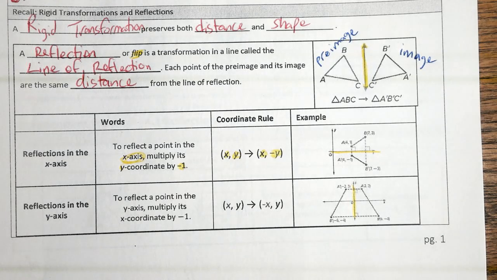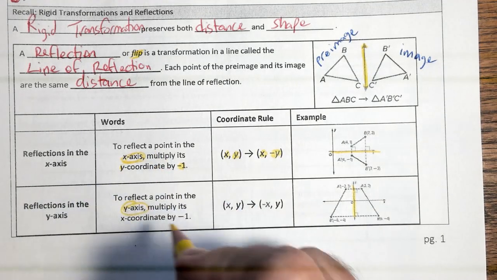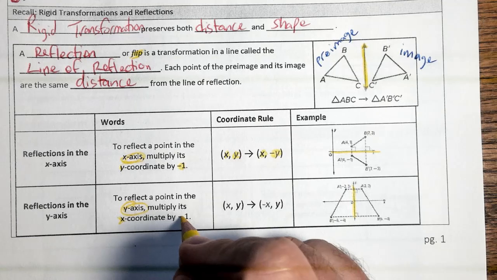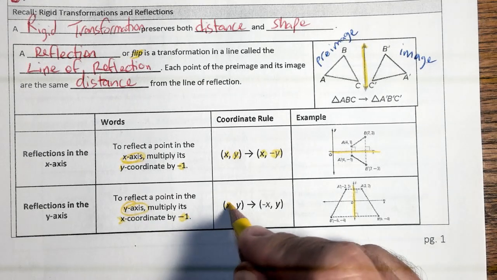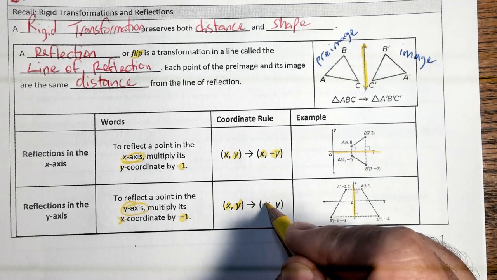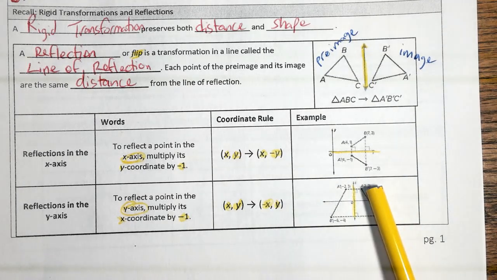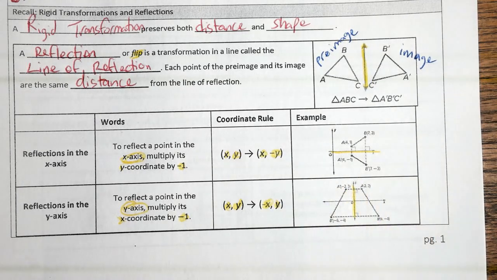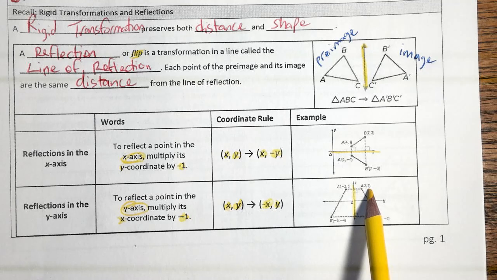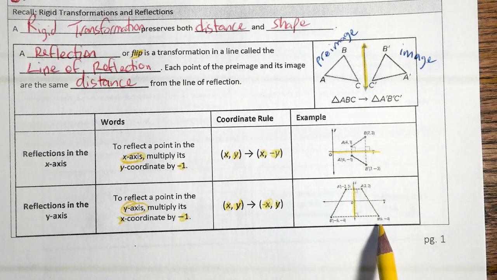Reflections in the y-axis. To reflect a point in the y-axis, we multiply its x-coordinate by -1. So your x comma y, in this case, becomes -x comma y. This is our A, this is our A prime. So 2, 3 becomes -2, 3. 6, 4 becomes -6, 4.